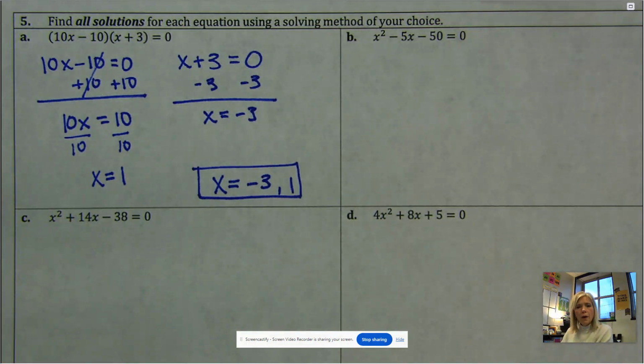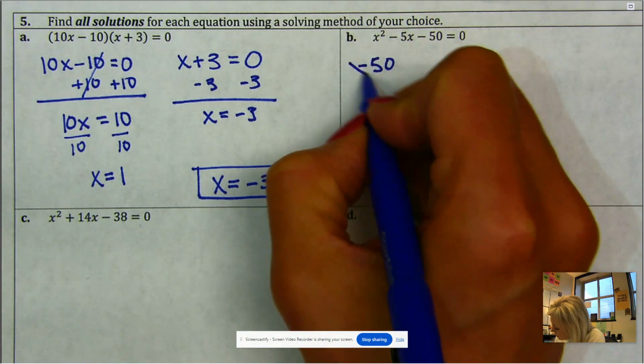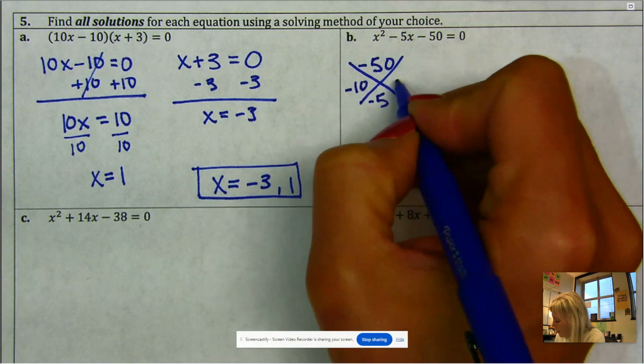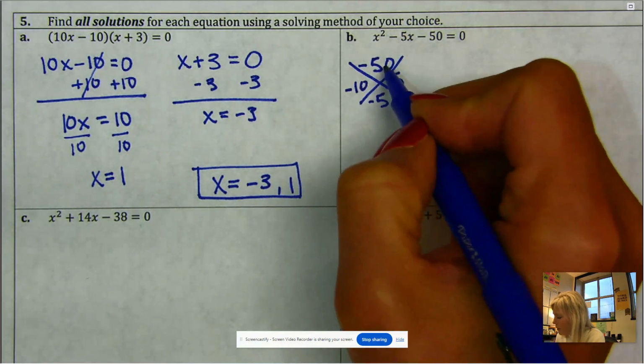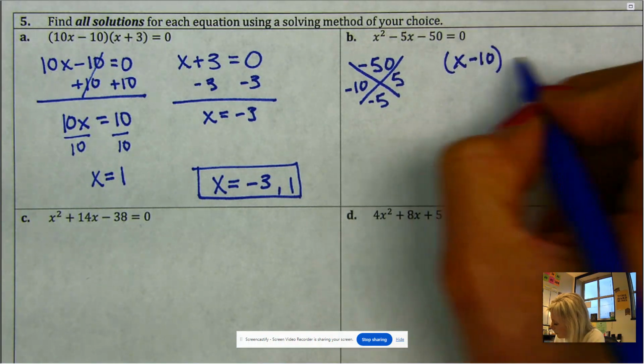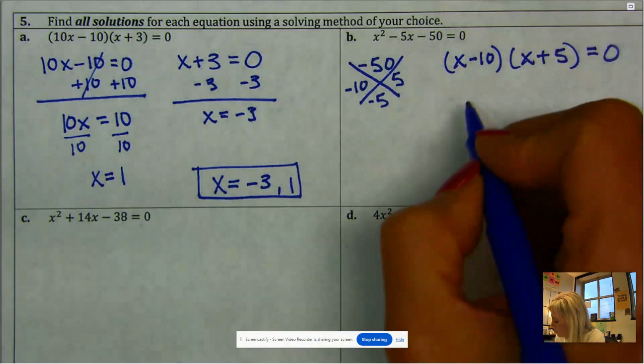Okay. All right, the next problem, I don't know if I can factor it. Oh, actually, you could factor it, or you could complete the square. I'm going to go ahead and complete this. No, I think I'm actually going to factor it, because there are factors of negative 50 that add up to negative 5: negative 10 and positive 5. So they multiply to negative 50, and they add to negative 5. x minus 10 times x plus 5 equals 0.